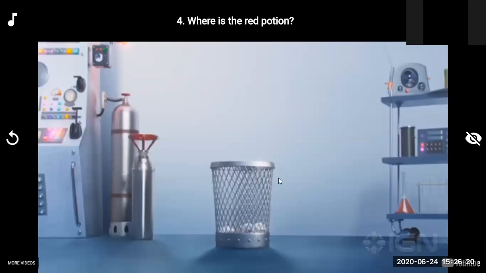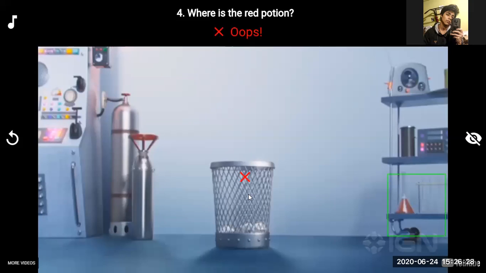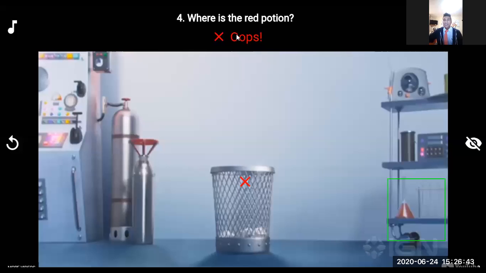Okay, where? On the computer, on the balloons, or in the garbage? On the trash. Come on, okay. On the top, we have a question. Okay, I didn't see the question, sorry. Where is the red potion? Here is the question, sorry. I didn't see it. Okay, let's continue.